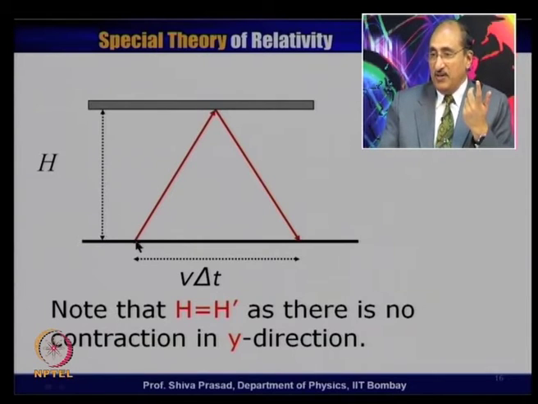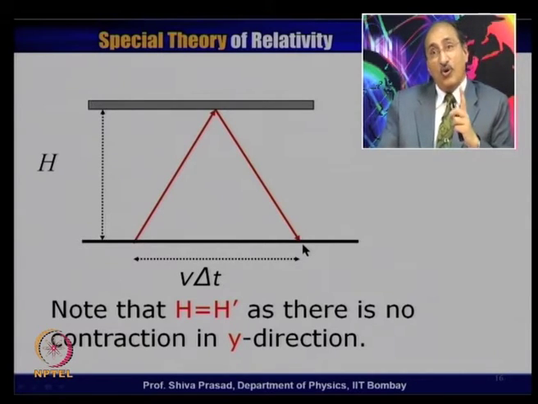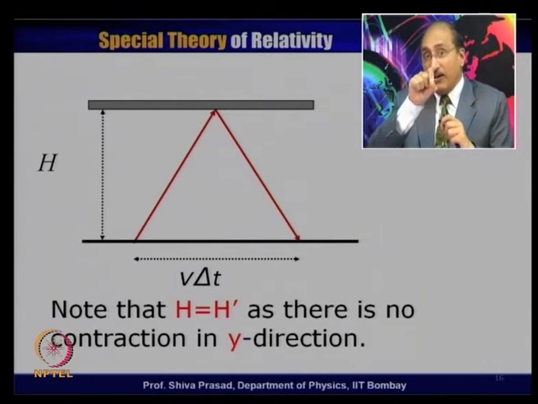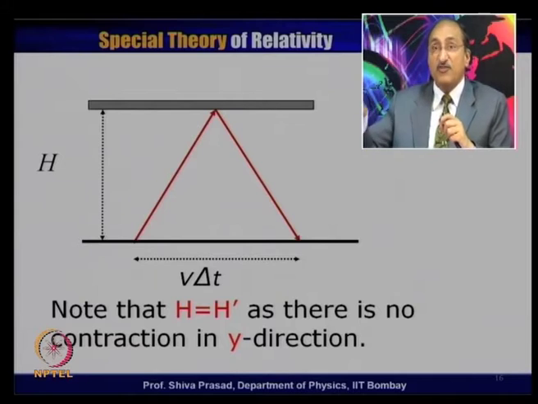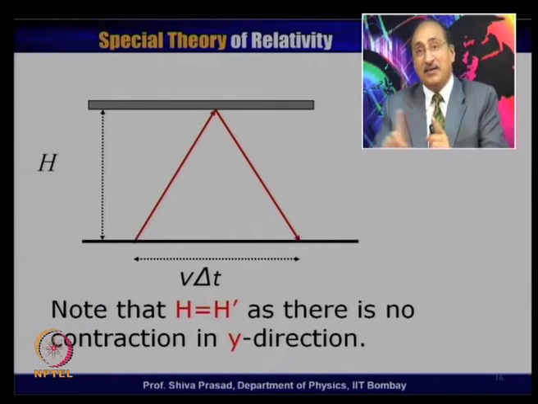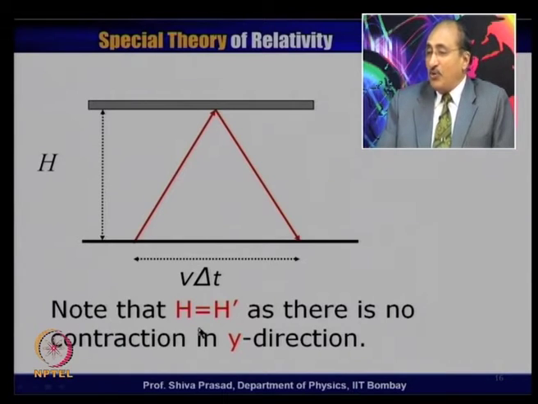Of course, the point from which the light was thrown also moves by the same amount. So, as far as an observer in S is concerned, he will also feel that the same point on the train from which the light was emitted receives it back at the same point, but this point as well as the light both have moved along the x direction. So, that is what I have said. Note that h is equal to h prime as there is no contraction in the y direction.